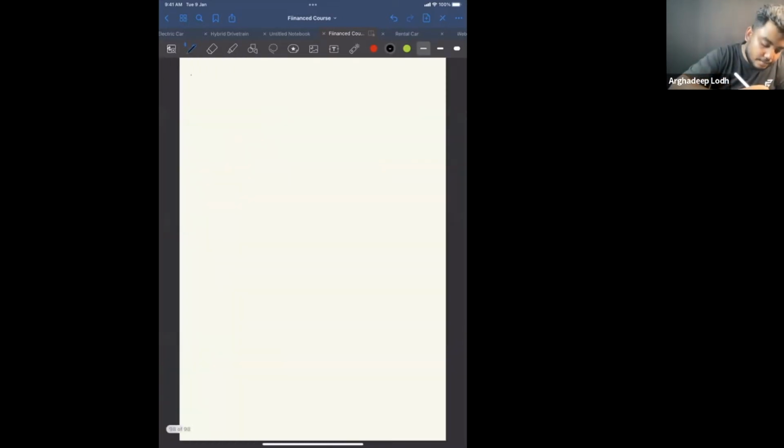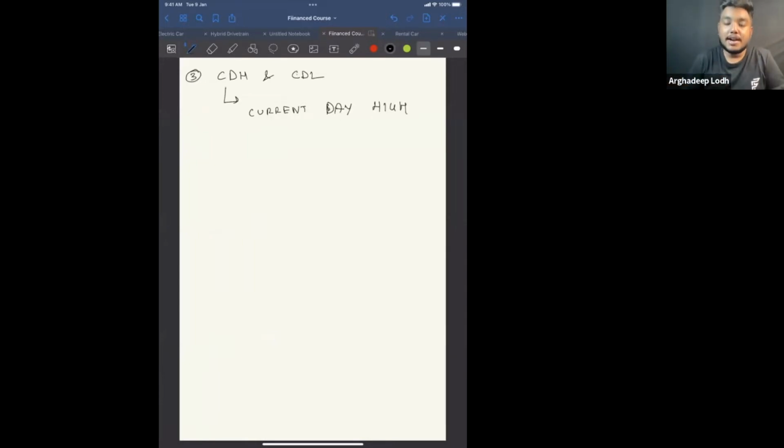Now, the third way of drawing support and resistance lines is CDH and CDL. CDH stands for current day high and CDL stands for current day low. देखिए, current day high का मतलब high means the maximum price point, कल ही मैं समझा दिया. High मतलब the maximum price point.